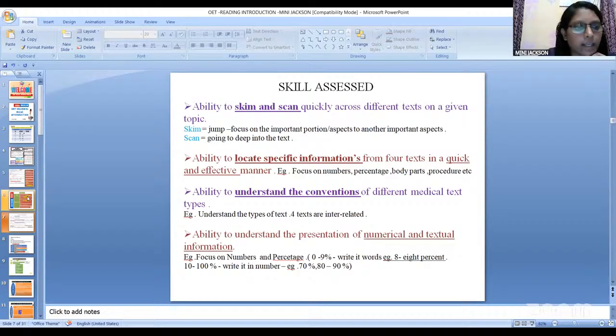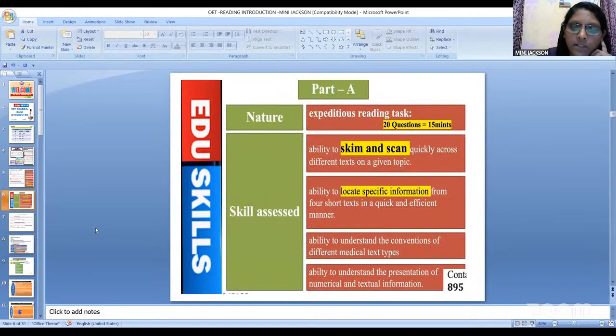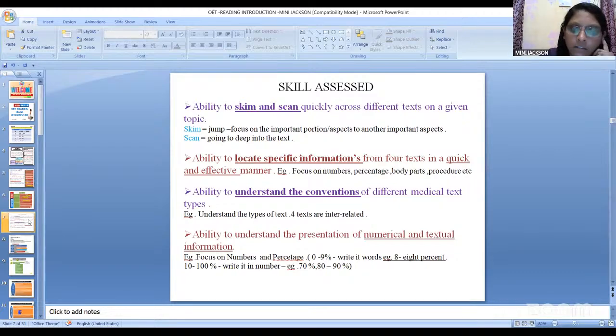Then next one is the ability to understand the convention of the different medical texts. What is that? We need to understand that each text is interrelated. Already I informed you that first of all, we need to do the skimming. If there is no heading or subheading, we need to read the first line, that is the topic sentence of the text. So we can get a gist or the main idea of the topic. So each text will be interrelated.